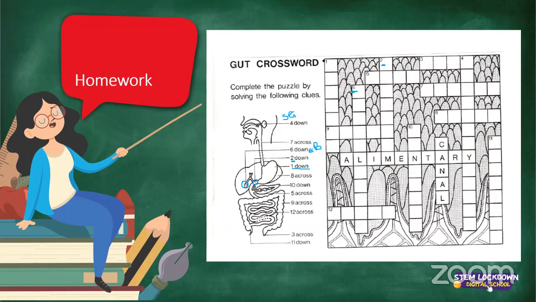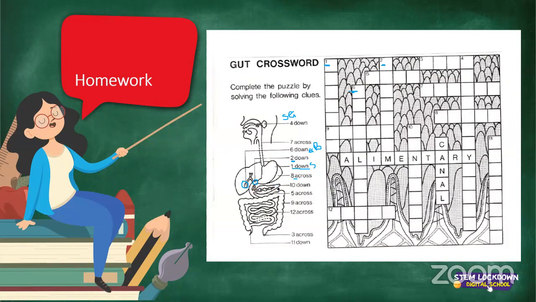Number one down. It is this particular organ where the food is now referred to as chyme. That organ releases HCl, pepsin, and mucus. What is that organ? Danae, stomach. Correct. Thank you very much. That is correct. So sorry, that is our stomach.